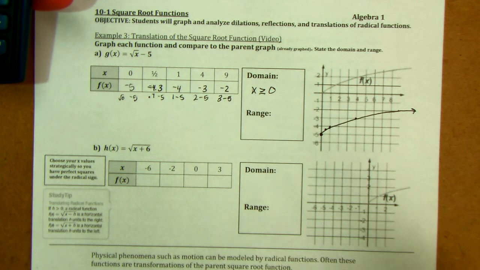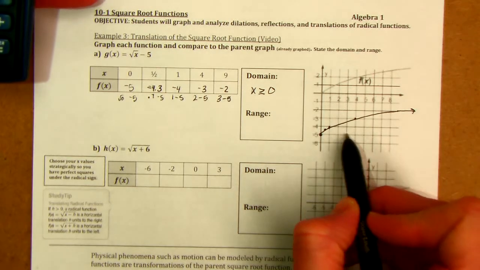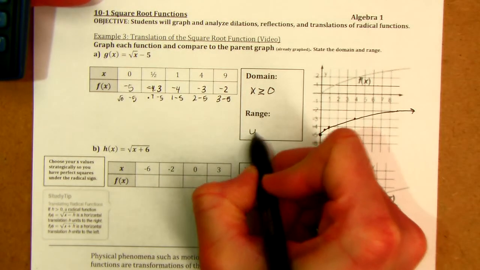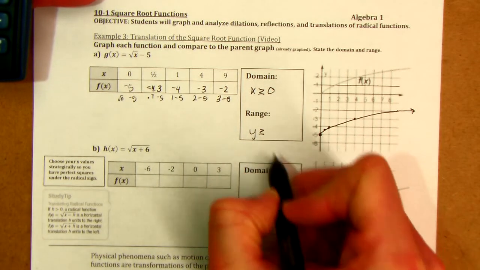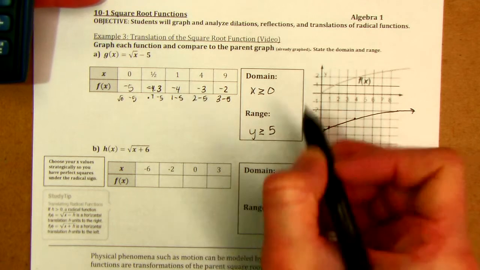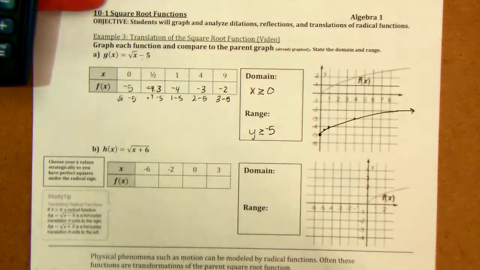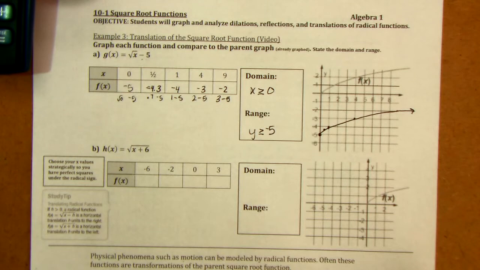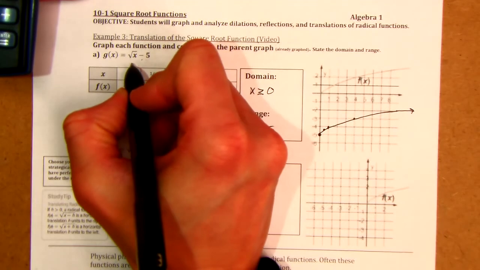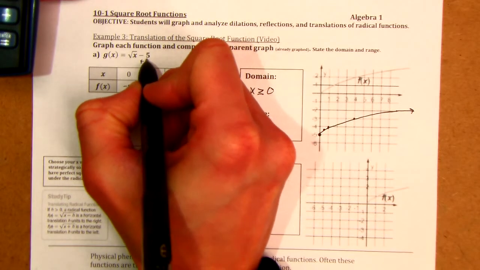Range then is y values. So the y values in this case is y is greater than or equal to 5. And that is right, negative 5, excuse me. And that is right there coming from our k value, because this is plus k. So k in this case is negative 5, which is why we moved down 5.